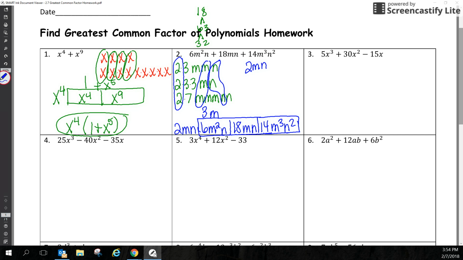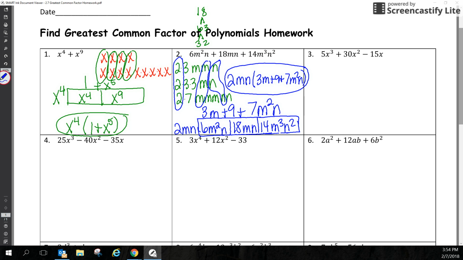For my second box, what times 2 will give me 18? That's 9. I've got the m and the n, so I don't need any letters. For my last box, what times 2 gives me 14? That's 7. I have 1 m, I need 3, so I'm going to need 2 more. I have 1 n, I need 2, so I need 1 more n. So my answer, let's see if I can make it look pretty up here: 2mn times 3m plus 9 plus 7m squared n. Not exactly pretty, but hopefully you can read that.